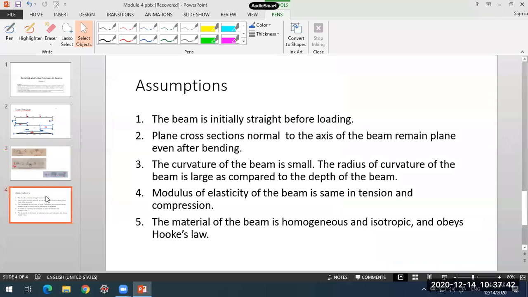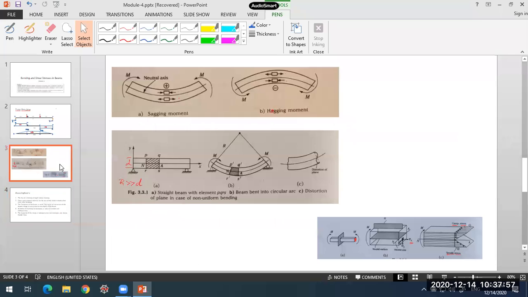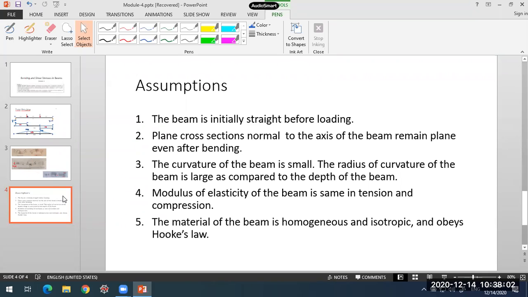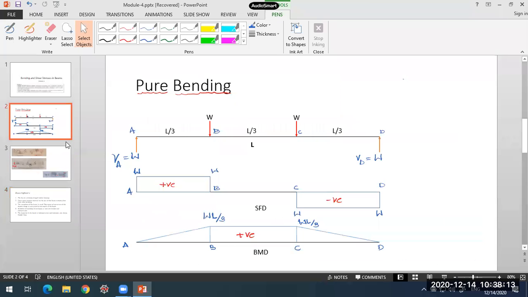And the fourth assumption what we have is modulus of elasticity is same in tension and compression. Modulus of elasticity or Young's modulus is same in tension and compression. And the material of the beam, the material by which this beam is made up, it is homogeneous, isotropic, and obeys Hooke's law. These three things. So these are the five assumptions.